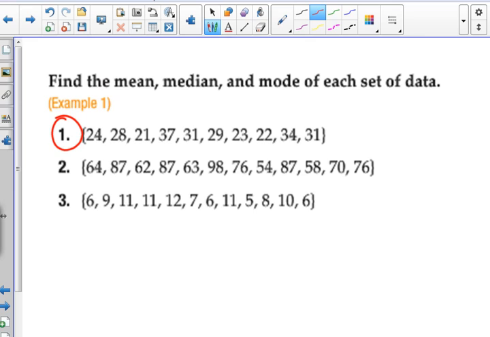I got 10 items. Did someone else get that there's 10? So when I go to that screen, I have the mean is 28. The standard deviation is 5.1. Number of items is 10. The median is 28.5.